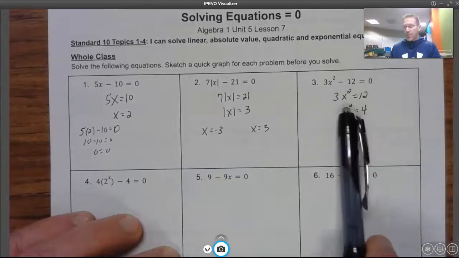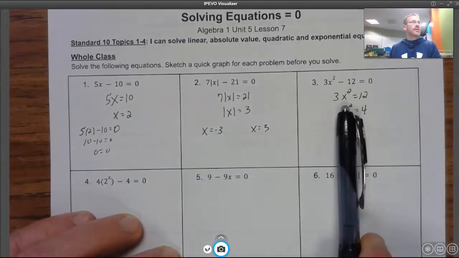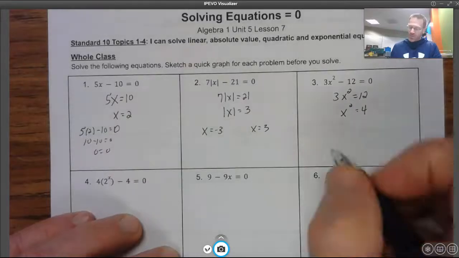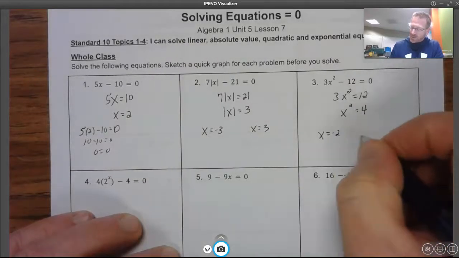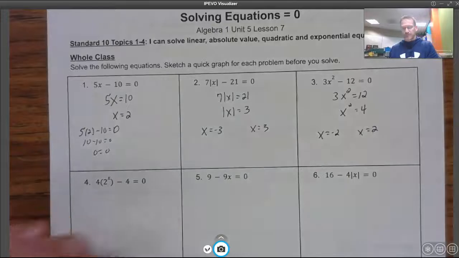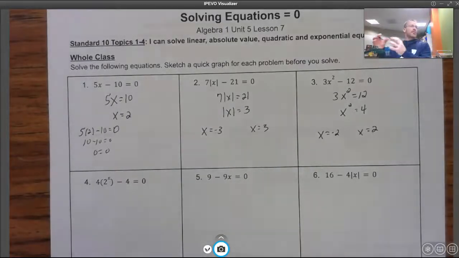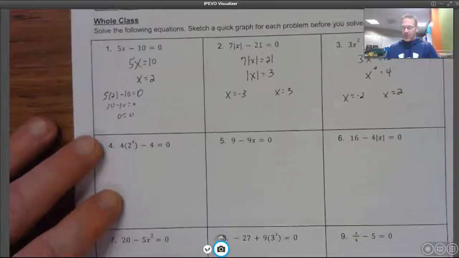And now, what number squared is 4? 2 times 2 is 4. Negative 2 times negative 2 is 4. So x equals negative 2, x equals positive 2. All right, so you can see that we're just taking all these little pieces that we've worked on and putting them all together in one problem.